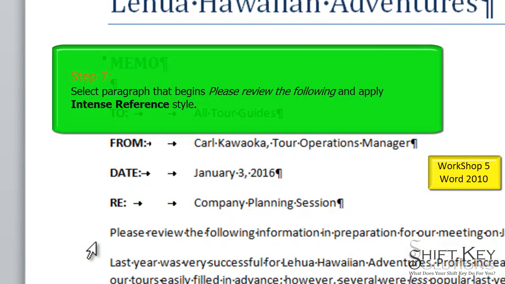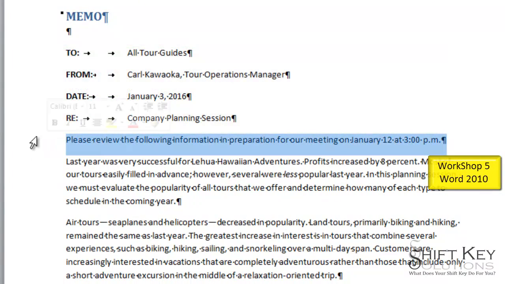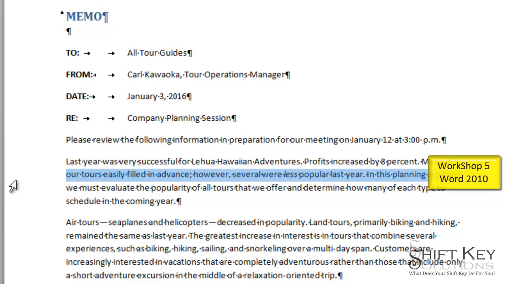Step 7 tells us to select the paragraph that begins, "Please review the following information," and that's right down here. So I'm going to select this paragraph, and if I put my cursor over here in the hot spot and I click, it'll select one line at a time.